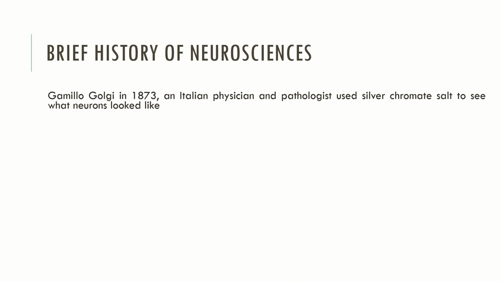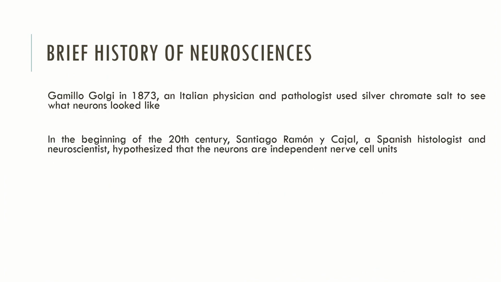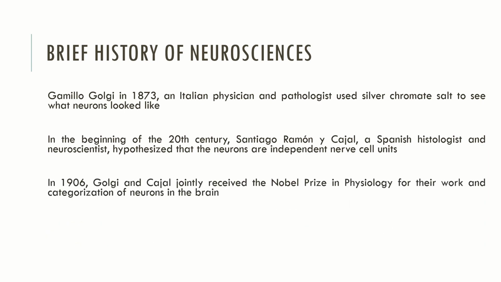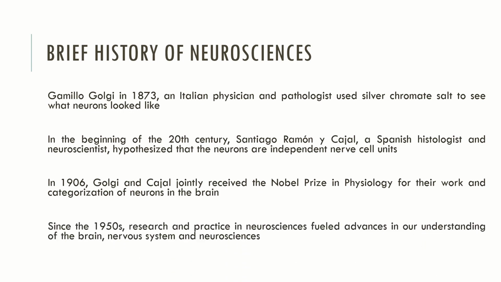In the beginning of the 20th century, Santiago Ramón y Cajal, Spanish histologist and neuroscientist, hypothesized that neurons are independent nerve cell units. Also, in the beginning of the 20th century, Golgi and Cajal jointly received the Nobel Prize in Physiology for their work and categorizations of neurons in the brain. Since the 1950s, research and practice in neurosciences fuel advances in our understanding of the brain, nervous system, and general neurosciences.